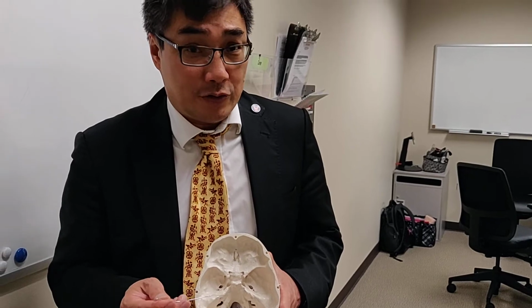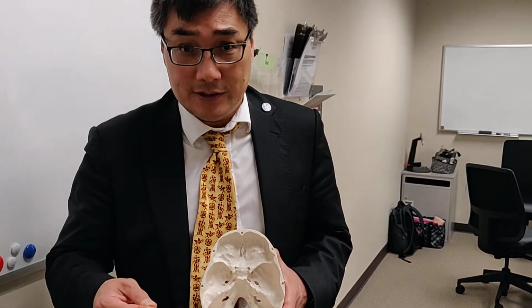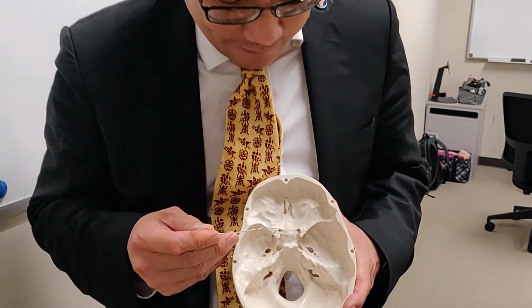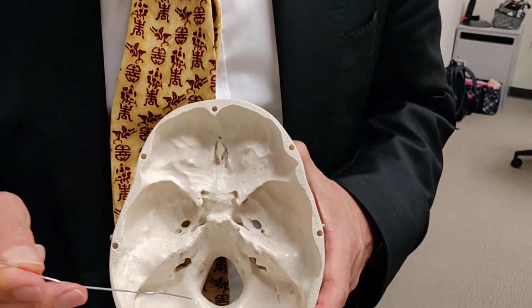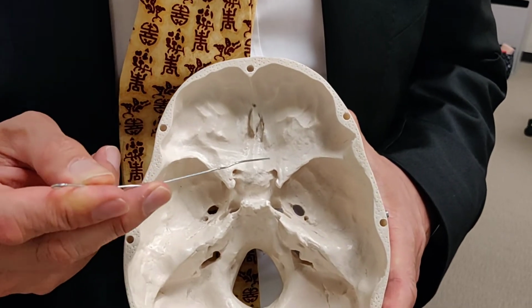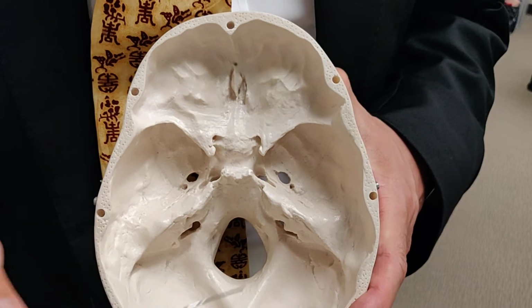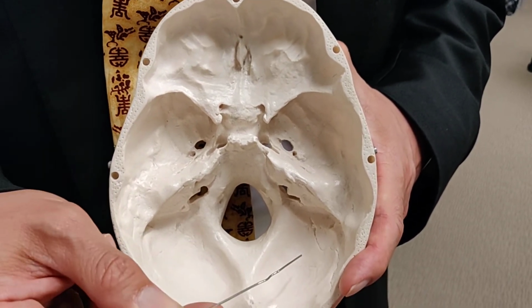So today, of course, we're going to be talking about this skull base. We're going to pan down here so you can see that what we're going to be covering is all of the pieces of the skull base. And we're going to start with the anterior cranial fossa, move to the middle cranial fossa, and then end up in the posterior cranial fossa.